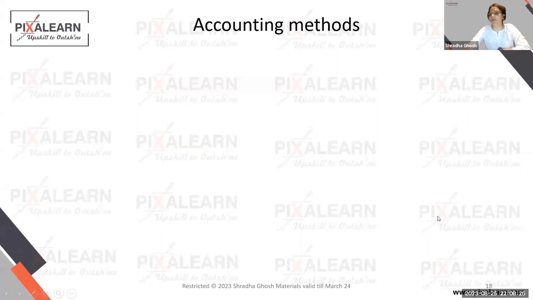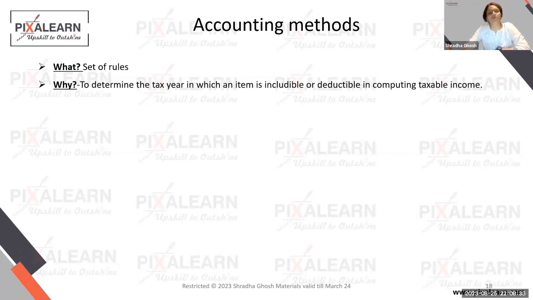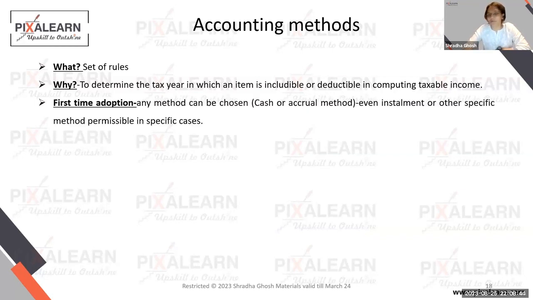Let's first read about the accounting methods. Why are we doing this and what is an accounting method? It is actually a set of rules. What we're talking about are taxation rules to let us know in which year I'm going to offer an item either as income or a deduction. Generally, when I'm adopting this method for the first time, I don't need approval by anybody. I don't need to go to the IRS and ask them, can I take the cash basis? Can I take the accrual basis? I don't need to do that. But once I decide to follow a method, I need to stick to that method. I cannot change it at my own whims and fancies.